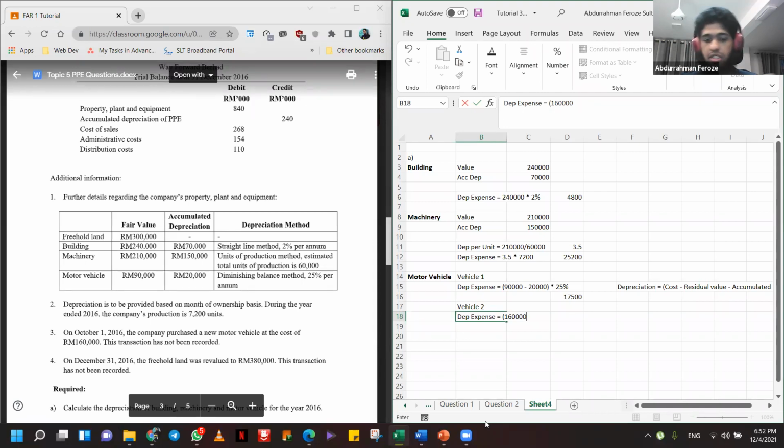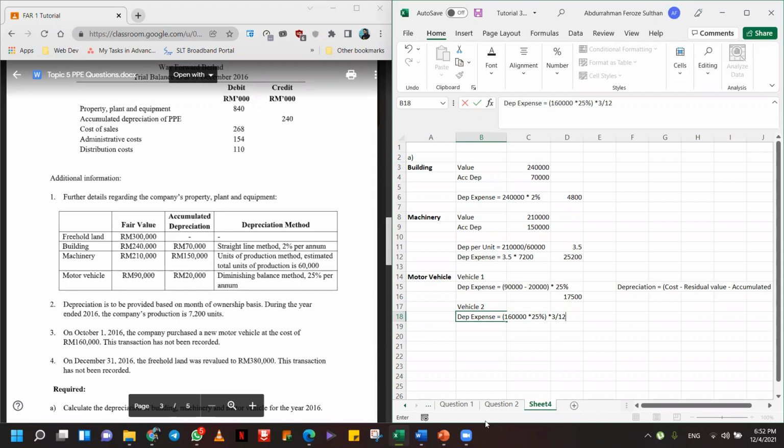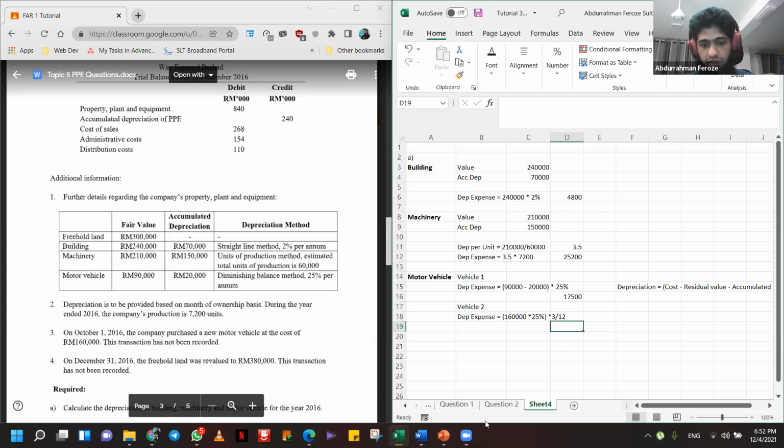So we just multiply this by 25%, and we also multiply by 3/12 because we have to record it only for the 3 months of the year that we had it. So how much would this be? 160,000 into 25% into 3/12. So it would be 10,000, correct?